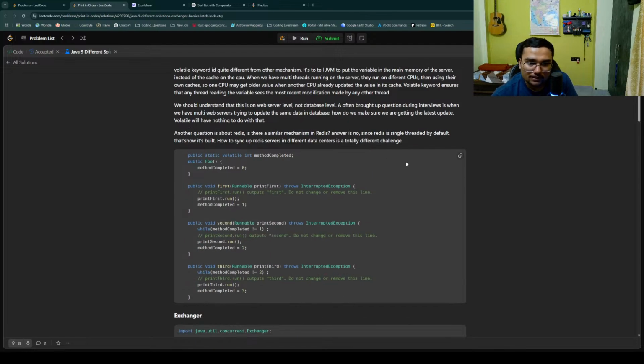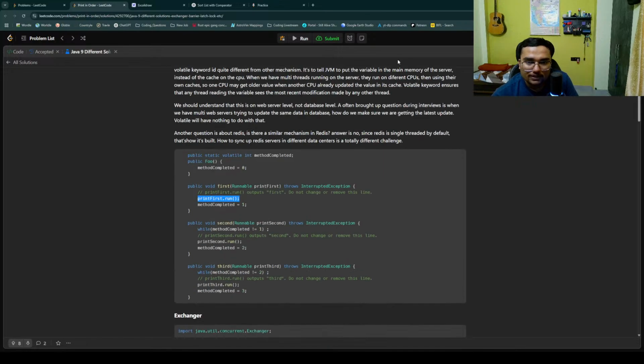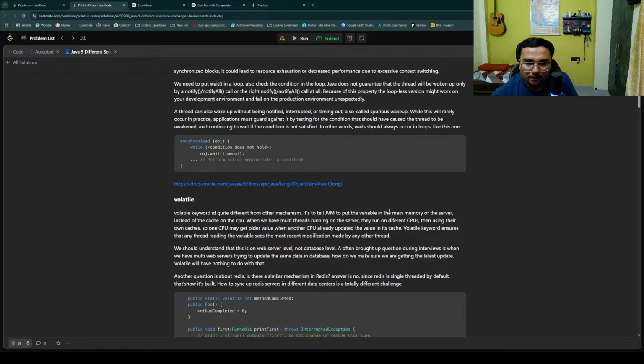Okay, volatile int methodCompleted. Method completed is 0 initially. When the first function runs, method completed is 1. While method completed is not equal to 1, print second run. Yeah, this is very easy. So this volatile goes into the main memory of the server.